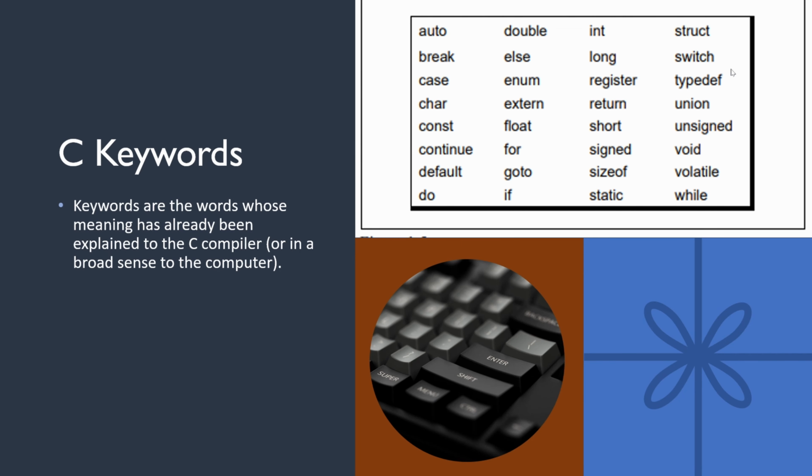So coming to the keywords, right? Basically, keywords are the words whose meaning has already been explained to the computer or the compiler. So these are like Aadhaar identity numbers or social security numbers, right? They cannot be used by another person. Every single person has their own identity number, right? Keywords are like that. These words cannot be used as variable names. I have displayed some keywords, and you can memorize them.